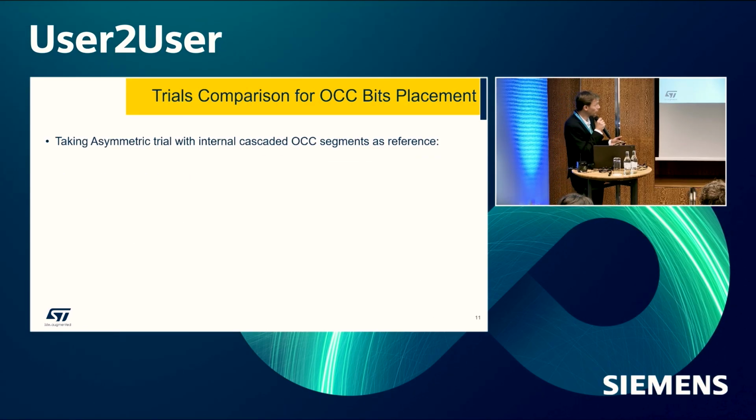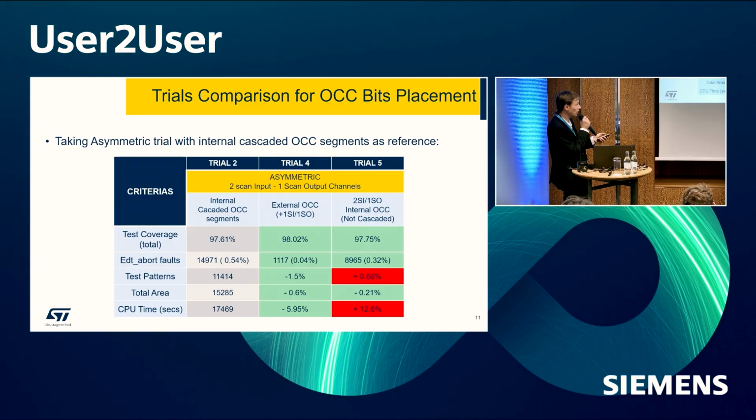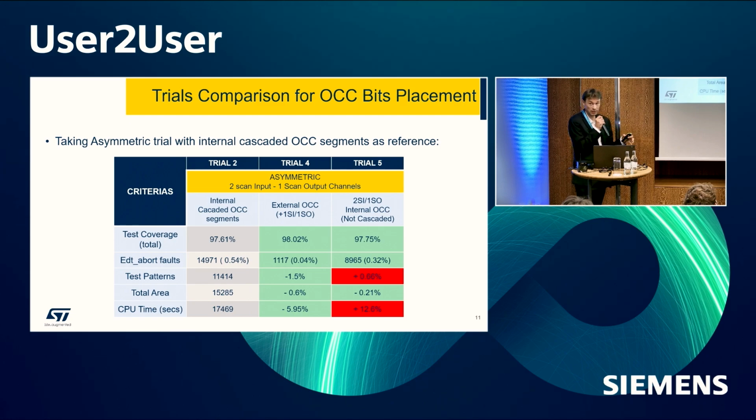So here are the results. First of all, we used as a reference the second trial that we saw a couple of slides before, with a reference coverage of 97.61%. In trial 4 and trial 5, we have these 2 additional configurations where they play with the OCC care bits. In this case, the OCC care bits are placed into an uncompressed scan chain, and in this other case, all the OCC care bits are placed into a dedicated compressed scan chain.